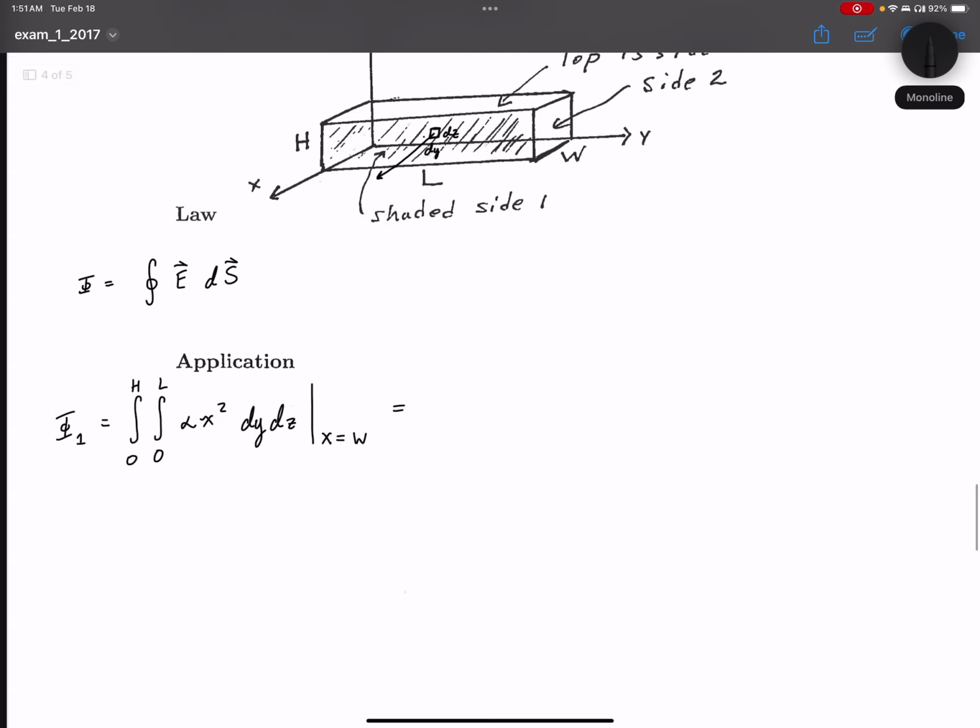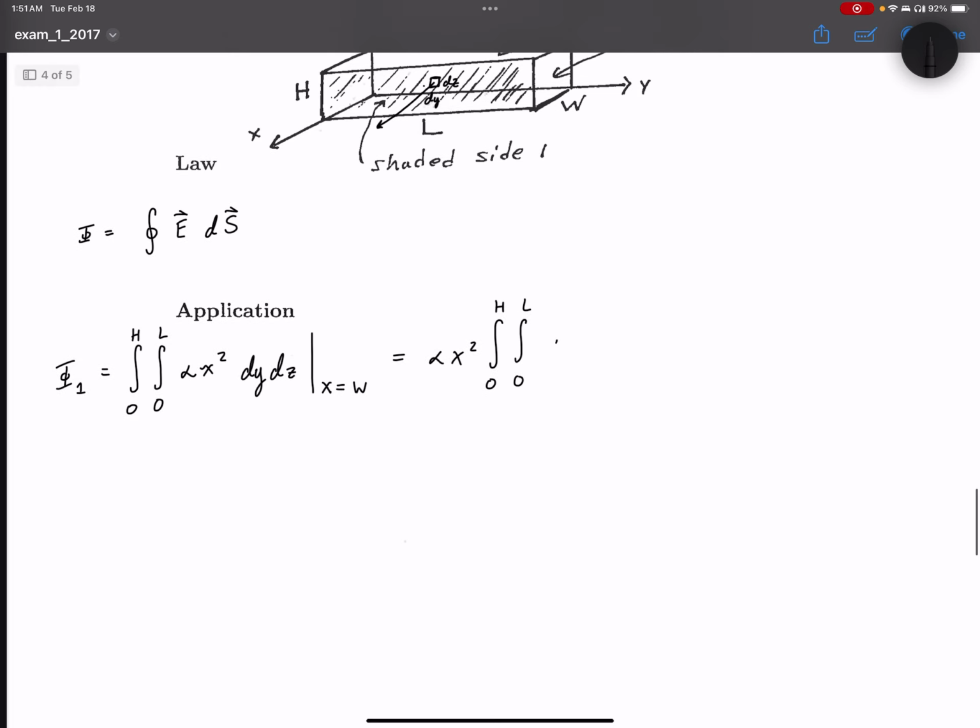But then what we do is we integrate now. Remember, we can treat alpha x squared as a constant and just bring it outside the front. Honestly, the flux questions are the easiest ones to do for this. Then we would have dy dz. Remember, this is in the positive ix direction, so we don't really have to worry about the sign. All this is at x equals w, so we would end up just having alpha w squared times L times H.